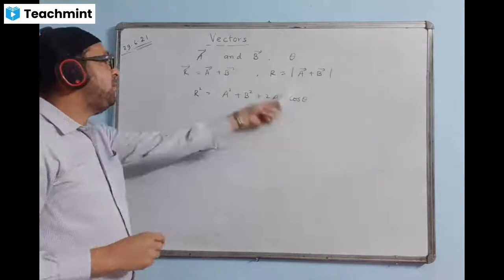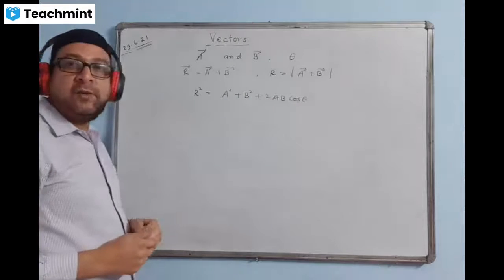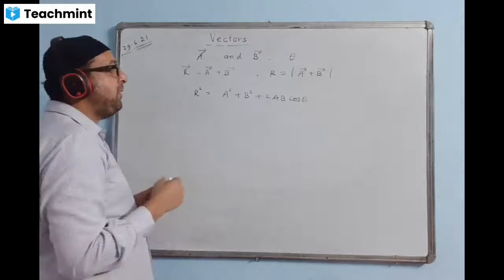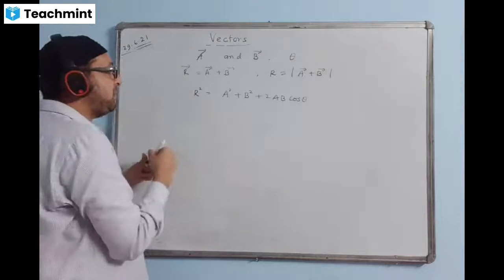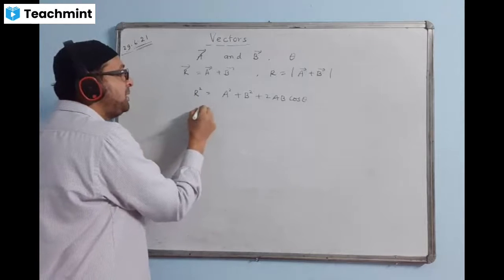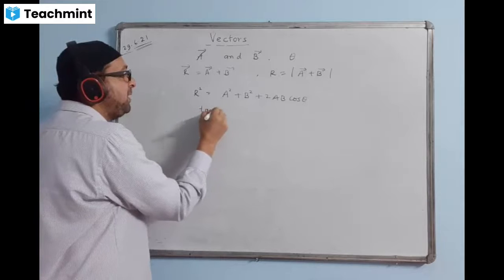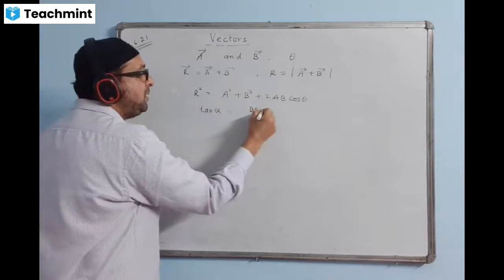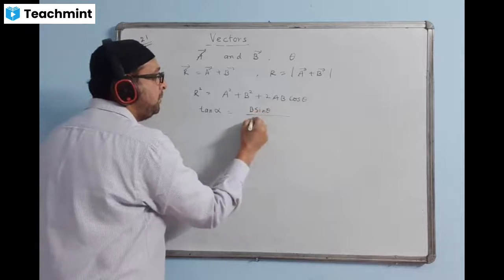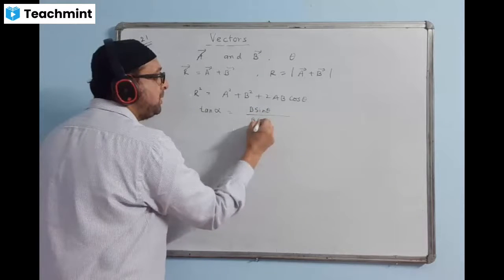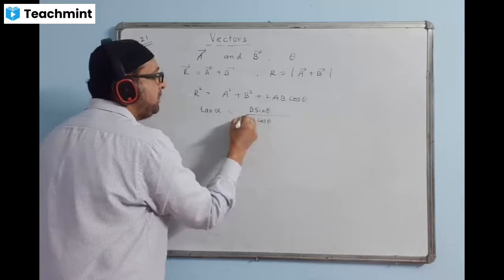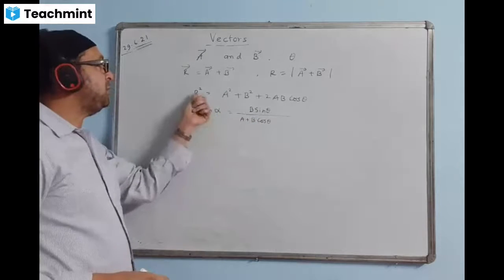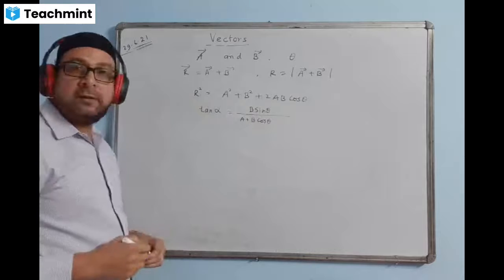This formula will determine the value of R. Value of R is the magnitude. And what will give the direction, because the vector must have magnitude as well as direction? For direction, we have the formula tan alpha. Tan alpha is equal to B sin theta upon B cos theta plus A, or we can write as A plus B cos theta. This was the formula. Using this formula, we'll find the value of alpha. Using the other formula, we'll find the value of R.